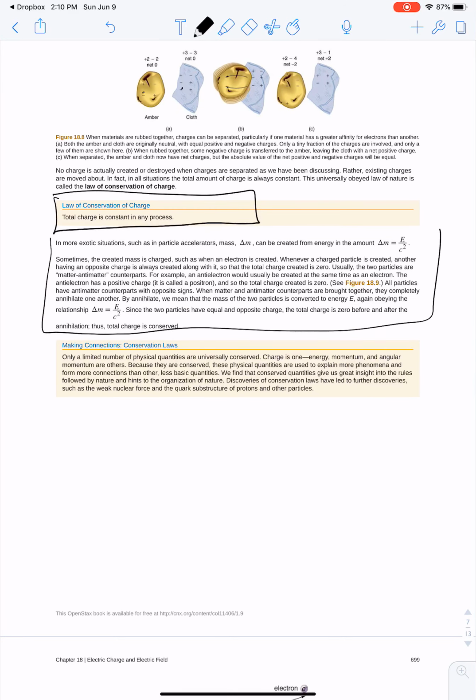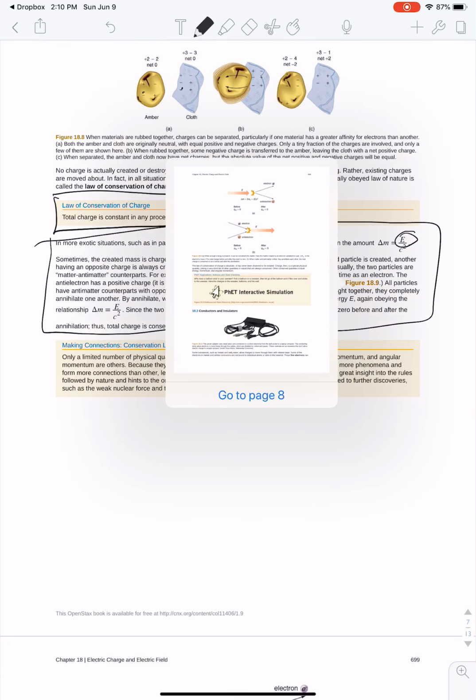Then there's another aside here on particle physics. If you smash 2 protons together in an accelerator, you create energy, E equals mc squared. So if you have this much energy, you can end up creating mass.